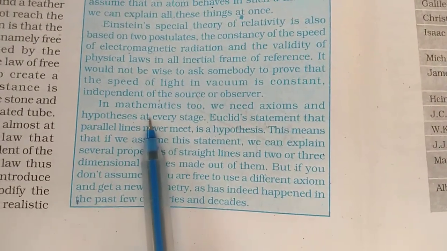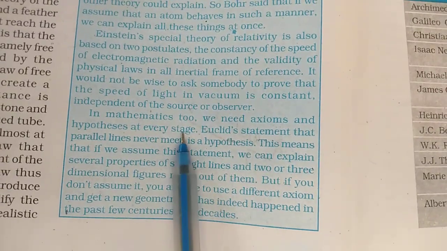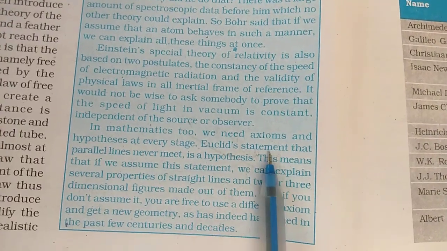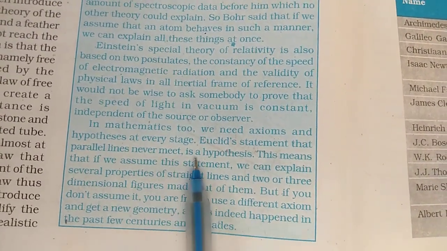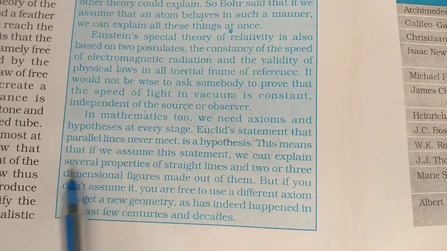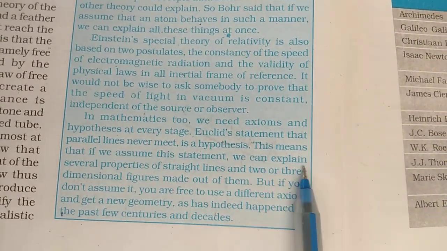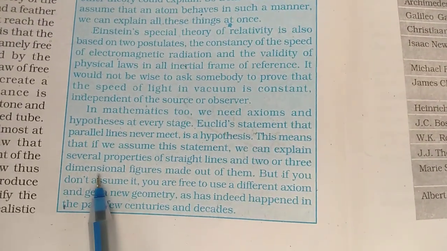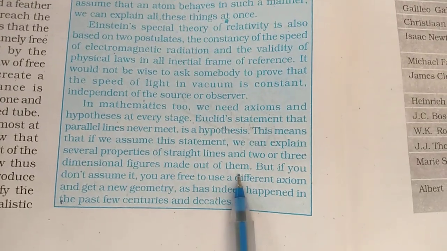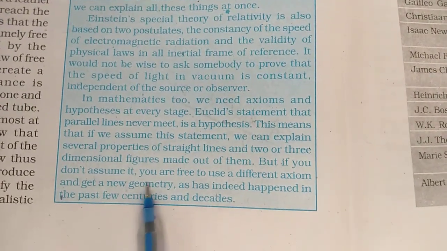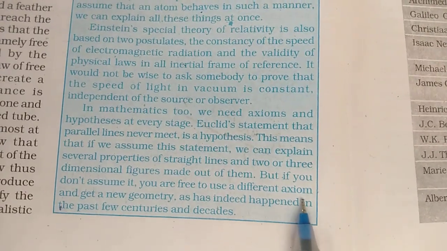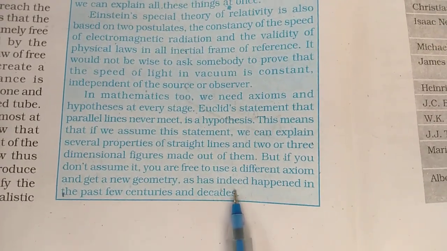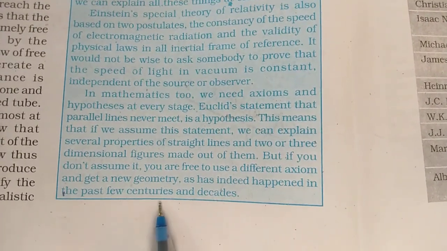In mathematics too, we need axioms and hypotheses at every stage. Euclid's statement that parallel lines never meet is a hypothesis. This means that if we assume this statement, we can explain several properties of straight lines and two or three-dimensional figures made out of them. But if you don't assume it, you are free to use a different axiom and get a new geometry, as has indeed happened in the past few centuries and decades.